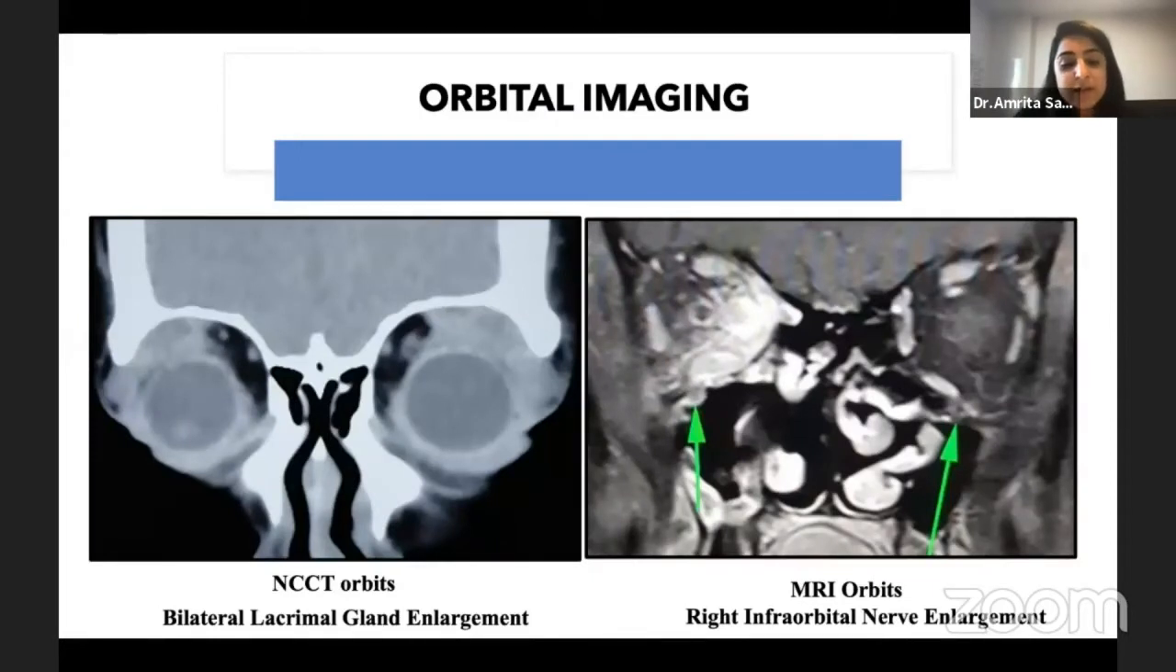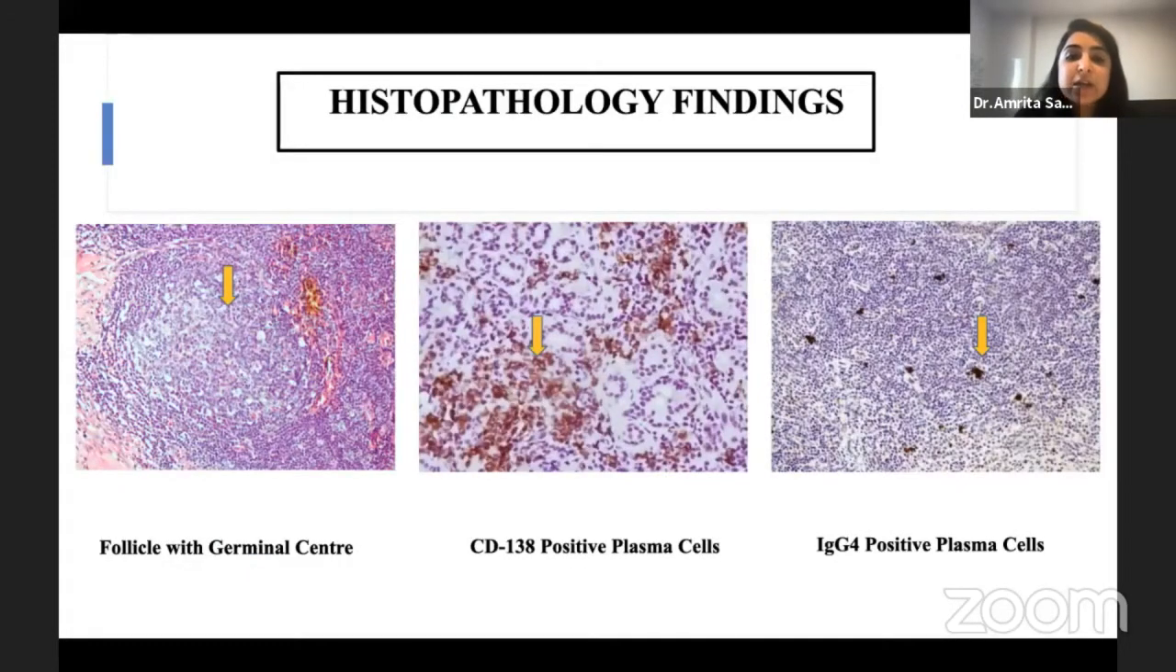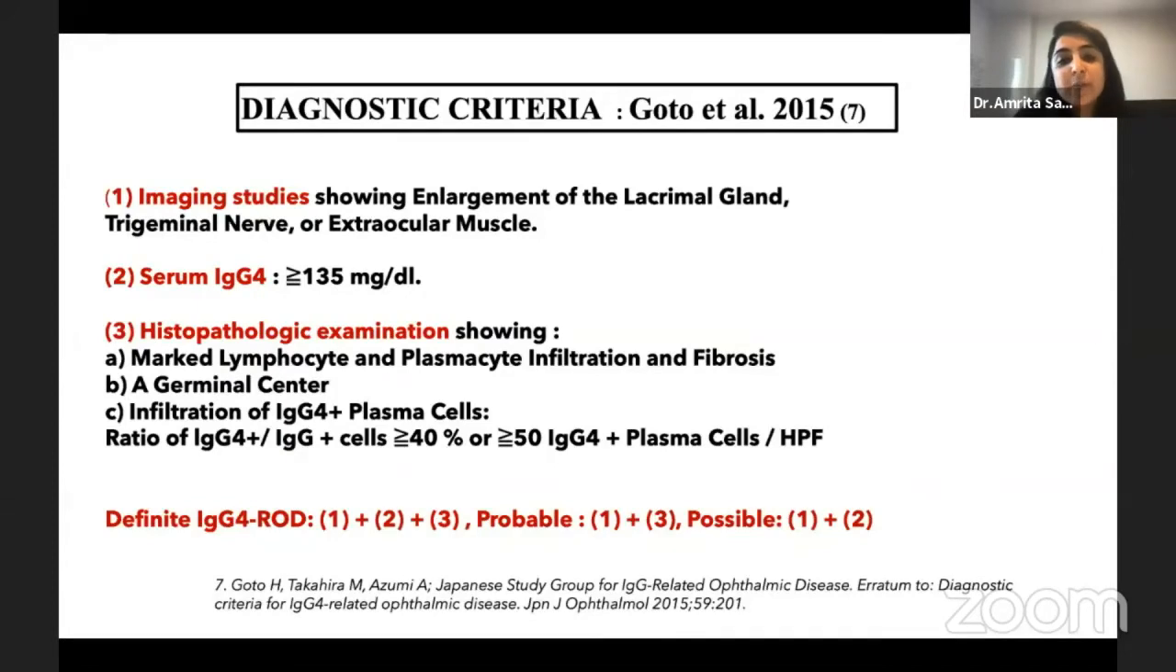As we can see, NCCT orbit shows bilateral lacrimal enlargement on the left side. On the right, MRI orbit shows a comparatively enlarged infraorbital nerve on the right side. All patients underwent incision biopsy, and typical histopathology findings were follicles with germinal centers, CD138 positive plasma cells, and IgG4 positive plasma cells. We followed the criteria given by Goto et al.